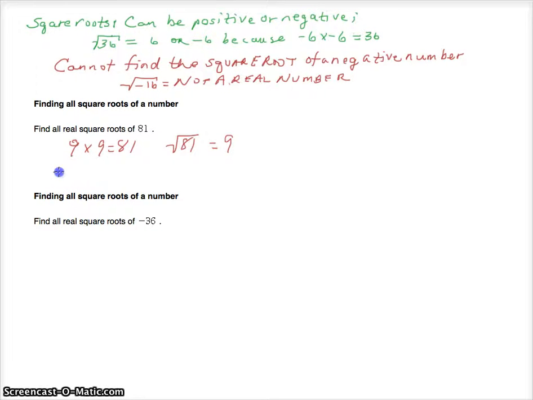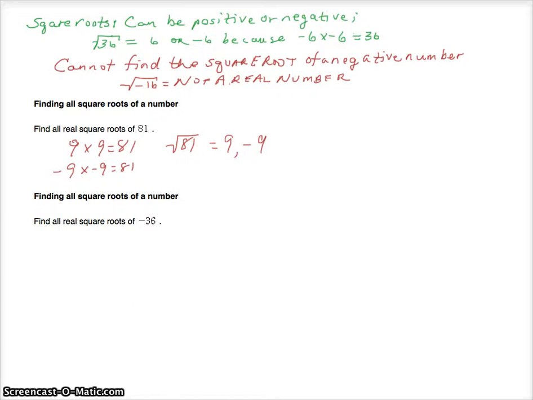But I also know that negative 9 times negative 9 equals positive 81 as well. So that means the square root of 81 could also be negative 9. So now I have my two real square roots.